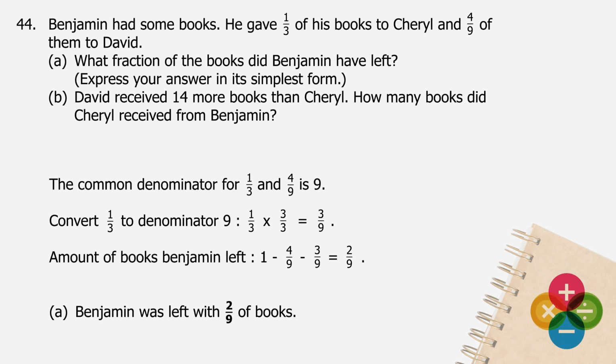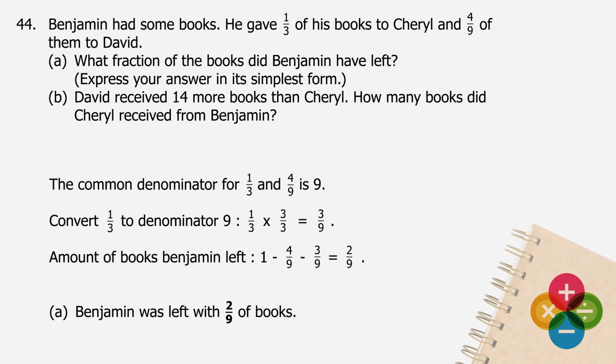The common denominator for 1/3 and 4/9 is 9. Convert 1/3 to denominator 9 will be, multiply 1/3 by 3, and the product is 3/9. The amount of books Benjamin left will be, subtract 4/9 and 3/9 from 1, and the difference is 2/9. A. Benjamin was left with 2/9 of the books.